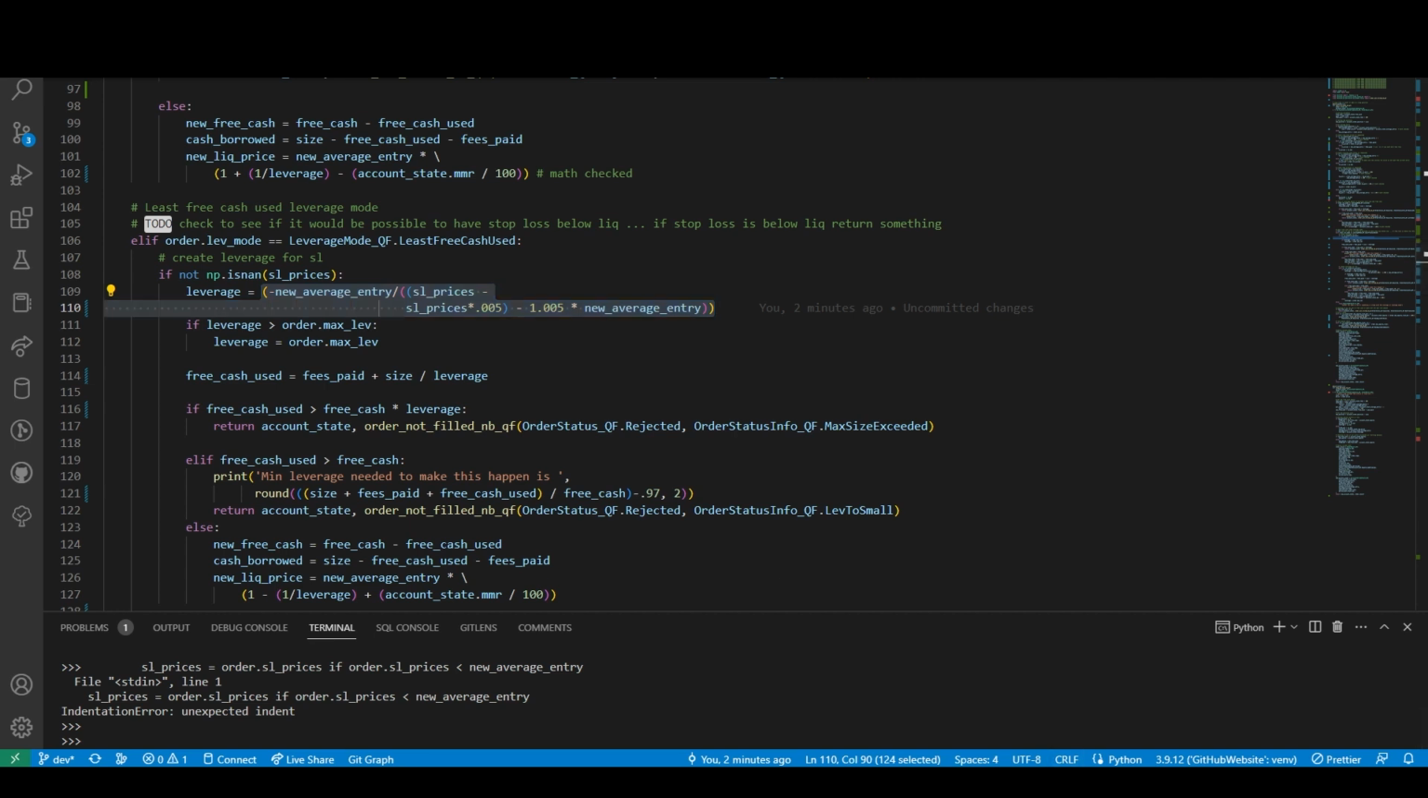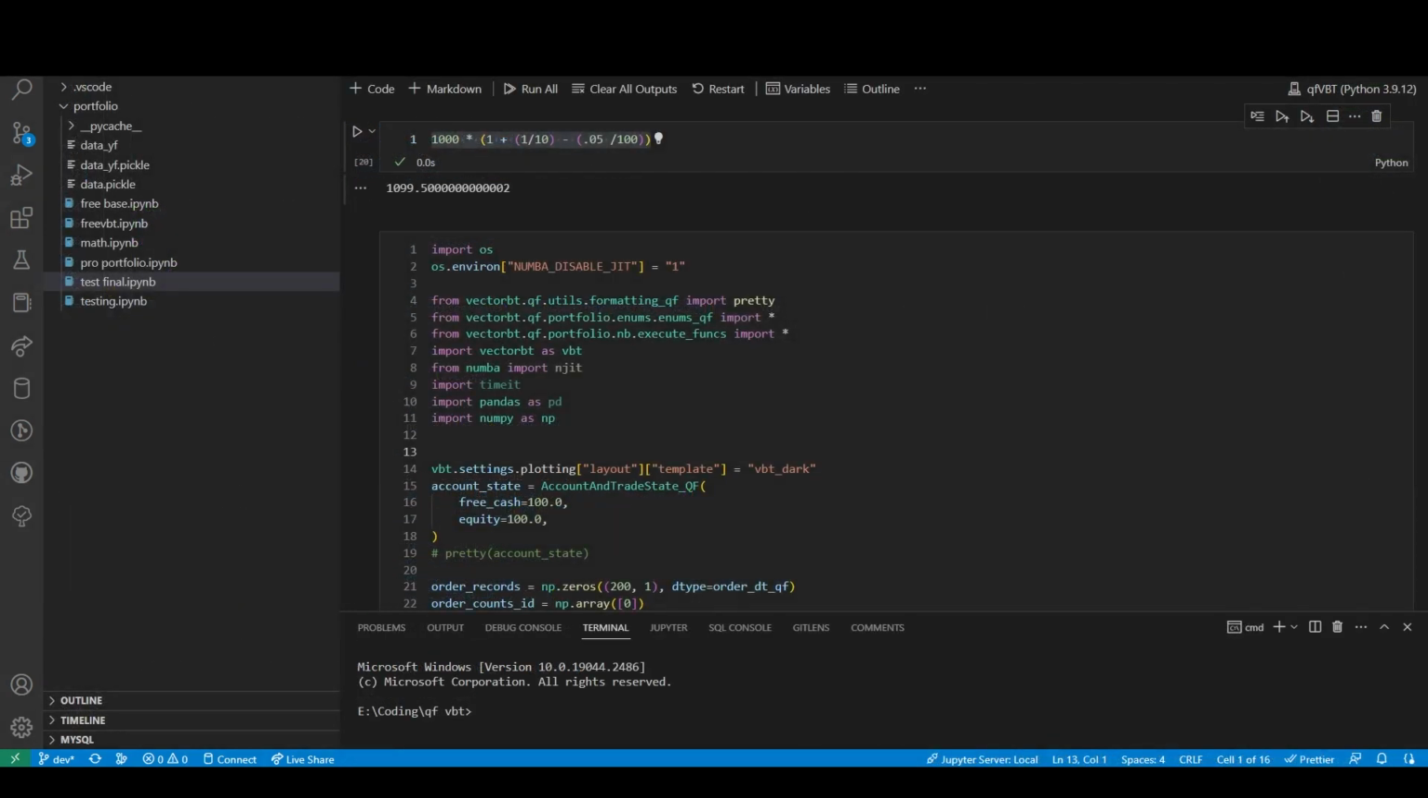All right. So let's go down here. Let's do a leverage calculator crypto. All right, so let's see. We want a 10 leverage.